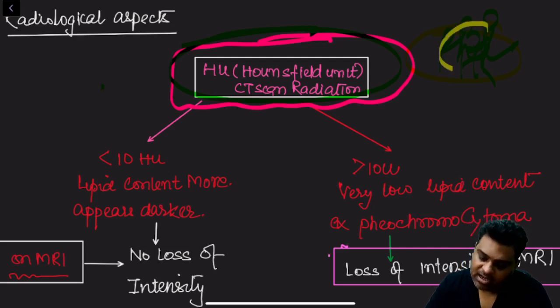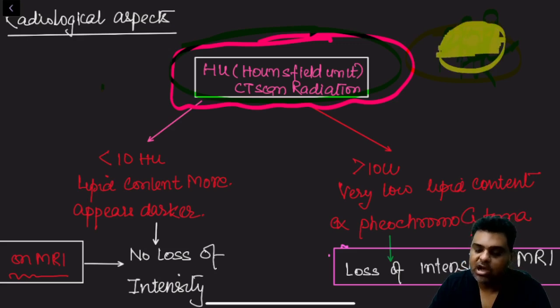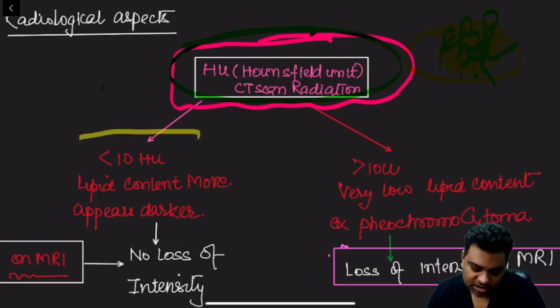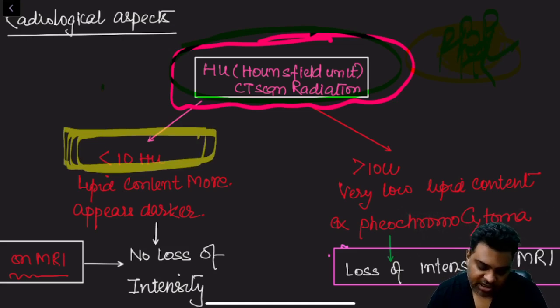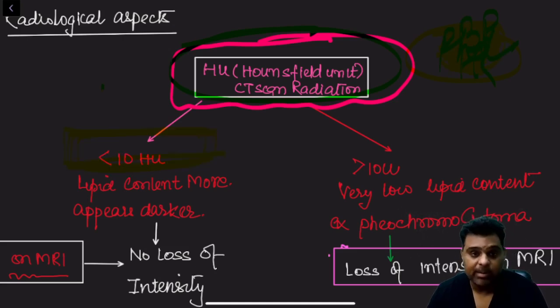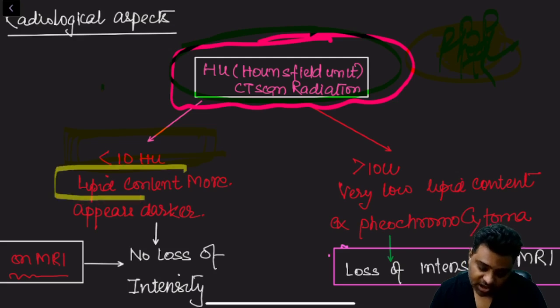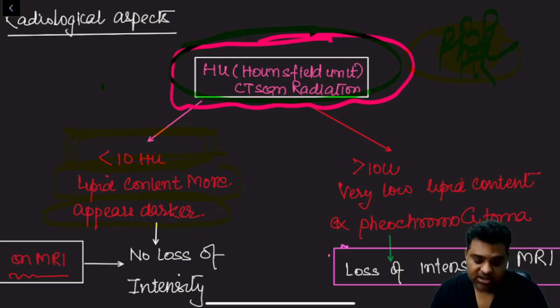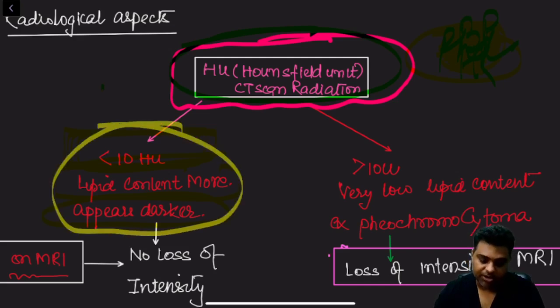Now, if you see a mass on the adrenal gland, you have to see what is the Hounsfield unit on the CT scan. If the Hounsfield unit is less than 10 HU, that means the lipid content is very high and it will appear darker. And since in pheochromocytoma there is no lipid or very less lipid, the diagnosis of pheochromocytoma is ruled out. This is a very important point.